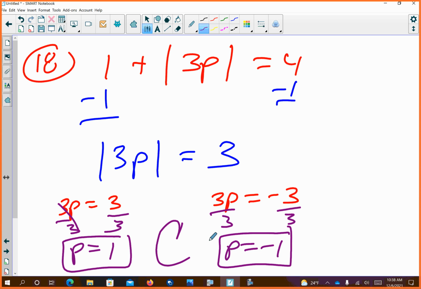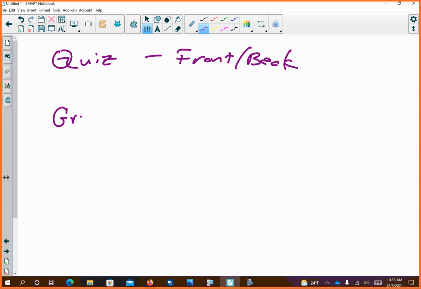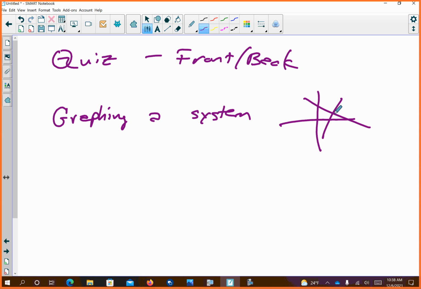Okay, so we have a quiz tomorrow, right? Yes, I have that. Your quiz tomorrow is a front and back. There's going to be graphing a system. So you would have to be able to say, hey, where did these cross? What was this value? This was, say, 3, 1. That's your solution. That's what you'd put.